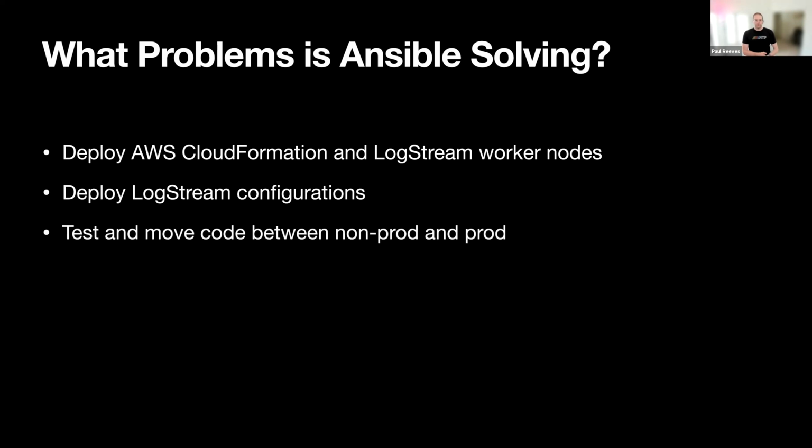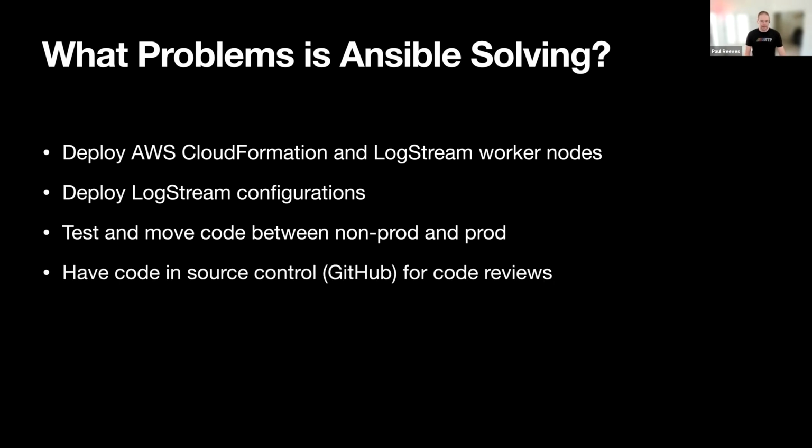We, like I said, have a really strong infrastructure as code practice, and we needed a way to take all of the code that we were developing in non-prod and move it between non-prod and prod so that we could test it out before we deployed anything to prod. Have it in GitHub for code review so that everyone on the team can point out all of my horrible spelling mistakes. And when I use 2 dashes, when I only need to use 1, and it breaks some things, which happens a lot.